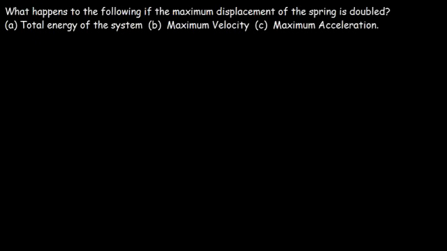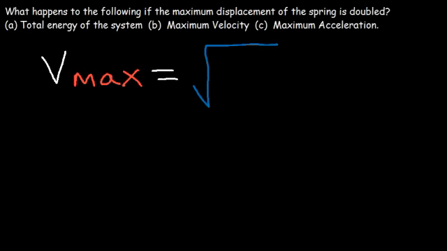Now what about part B, the maximum velocity? What equation can we write that relates maximum velocity to the maximum displacement? Now we came up with the equation earlier. We said that the maximum velocity is equal to the square root of K divided by M, where K is the spring constant, times the maximum displacement. So notice that it's raised to the first power.